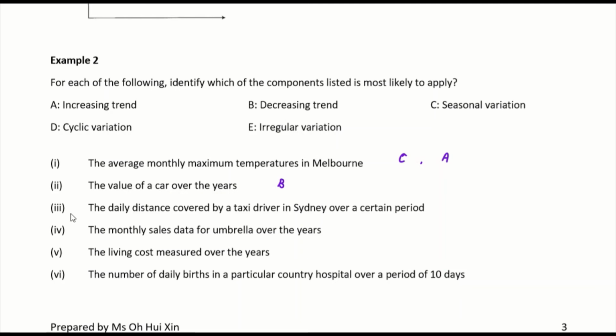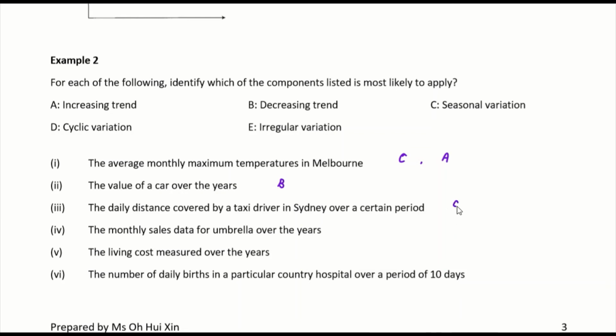Okay, then the third one, the daily distance covered by a taxi driver in Sydney over a certain period. Okay, so for this one, we also can't say it's increasing or decreasing. Basically, it's going to fluctuate around. But then you can argue it's either seasonal, maybe like weekend more people, weekday fewer people, or it's cyclic, or it's irregular, which you can't see a pattern.